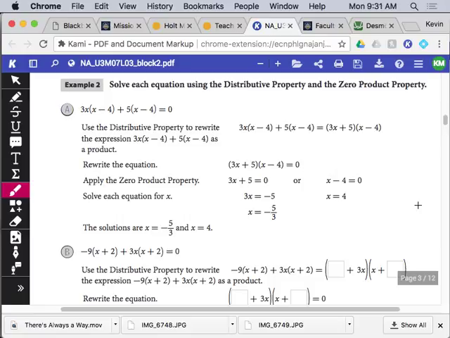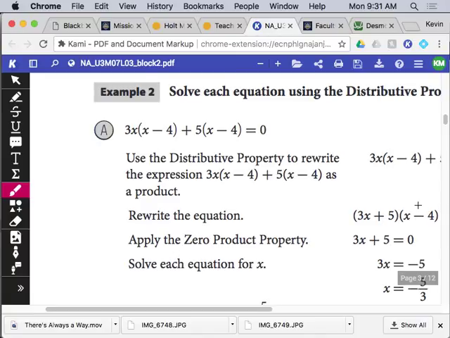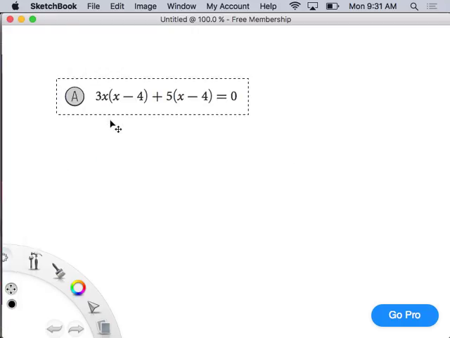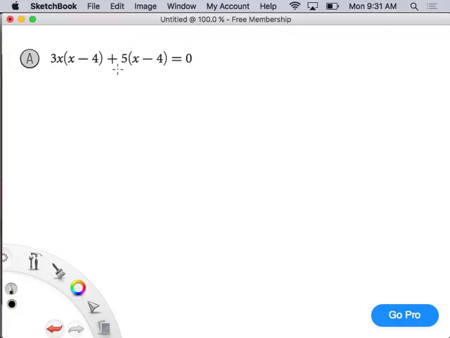We have 3x times (x minus 4) plus 5 times (x minus 4) equals 0, and it asks us to find the solutions. So that looks a lot different, so obviously we're going to have a different approach here. Before I do that, if I had 2x plus 4 equals 0, could I pull something out of both these terms? They have a shared term. 2, yes, so I can pull that out.